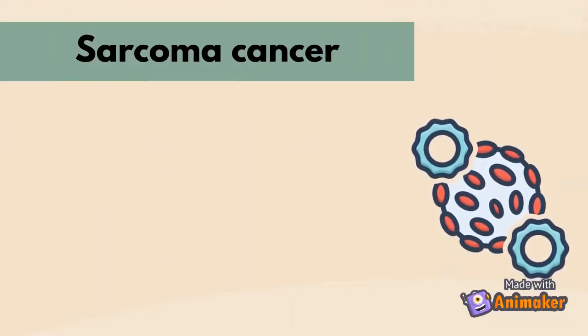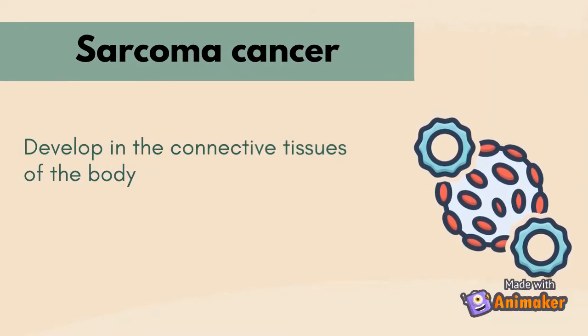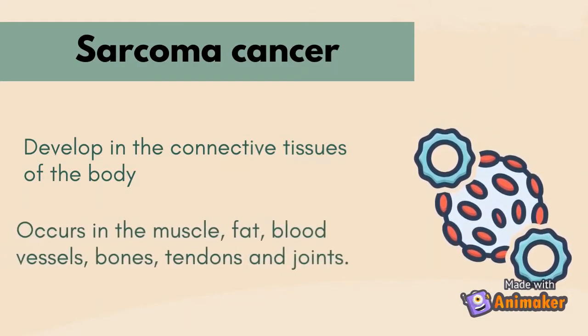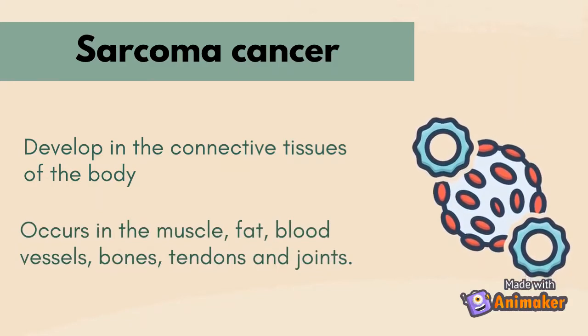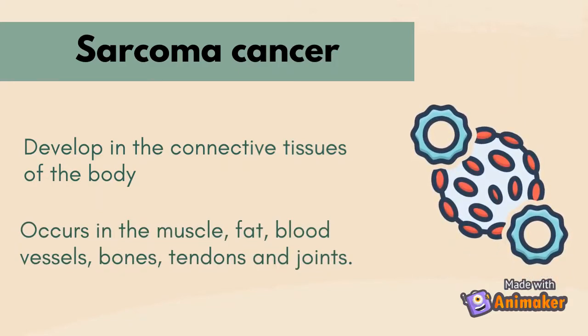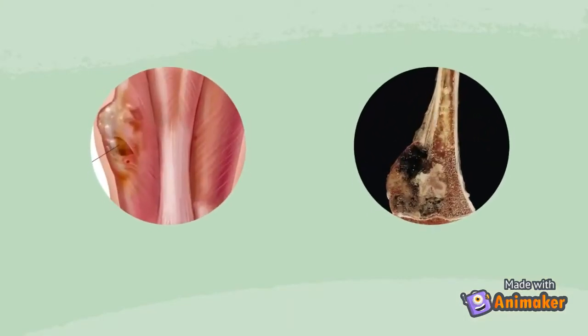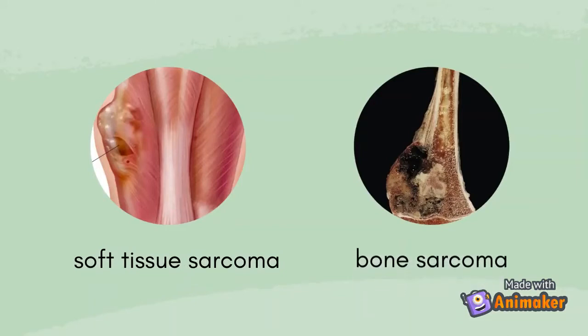Let's take a look at the second most common type of cancer, sarcoma cancer. Sarcoma refers to the cancerous cells that develop in the connective tissues of the body. Most of the time sarcoma occurs in the muscle, fat, blood vessels, bones, tendons, joints, but it could also happen in other areas of the body. There are two main kinds of sarcoma: soft tissue sarcoma and bone sarcoma, which is also referred to as osteosarcoma.